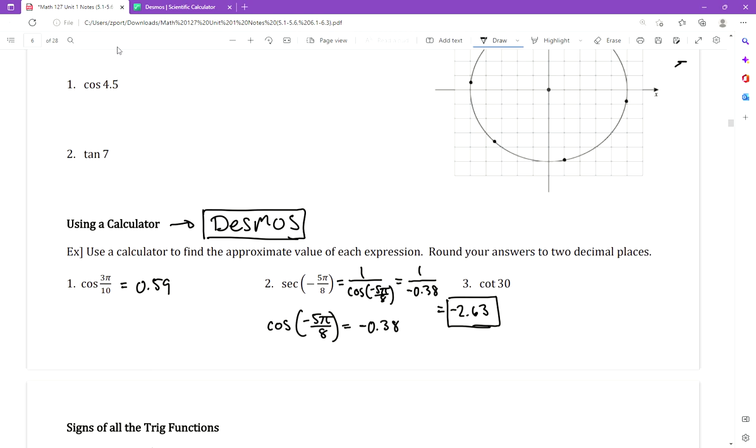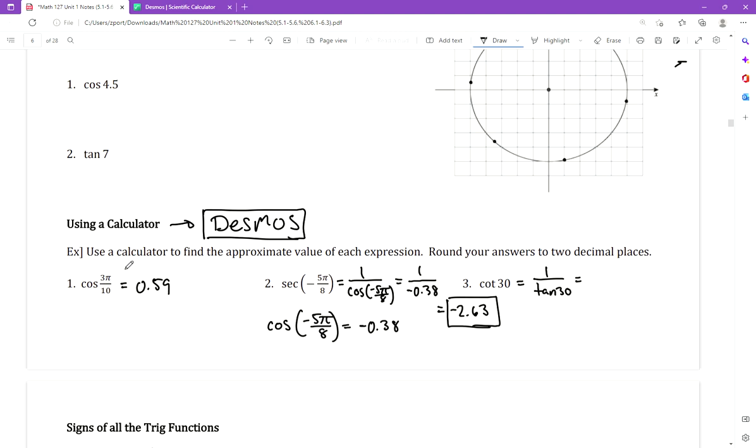Now the cotangent of 30. Similar to what we just did, let's keep this all in one line this time. Cotangent's not on the calculator, so that means we need to use tangent. So it's cotangent of 30. These again are all in radians.